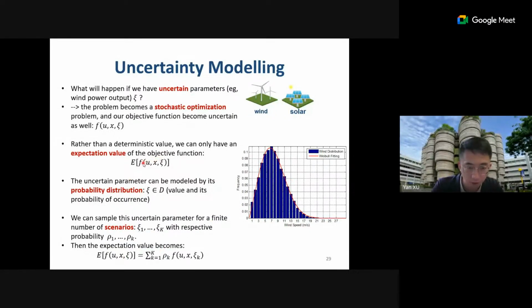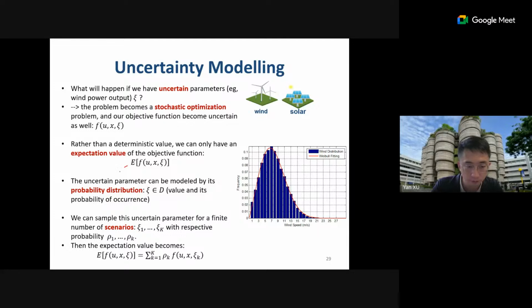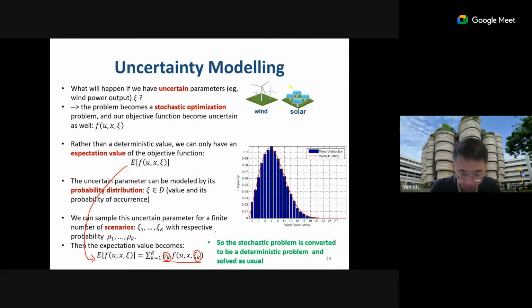So in the end, we can convert this expectation value function into this format. Okay, so E now equals what? Equals the probability times the corresponding value function under the random scenario. Okay, under the random scenario. So you can see now the objective function becomes a fixed one, becomes a deterministic one.